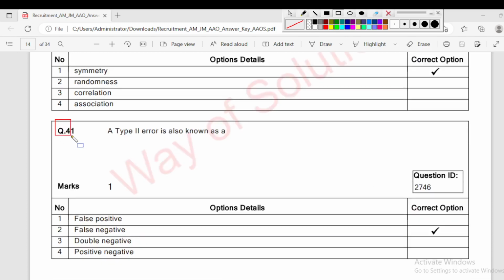Question number 41. A type 2 error is also known as option 1 false positive, option 2 false negative, option 3 double negative, and option 4 positive negative. Option 2 is correct, false negative.